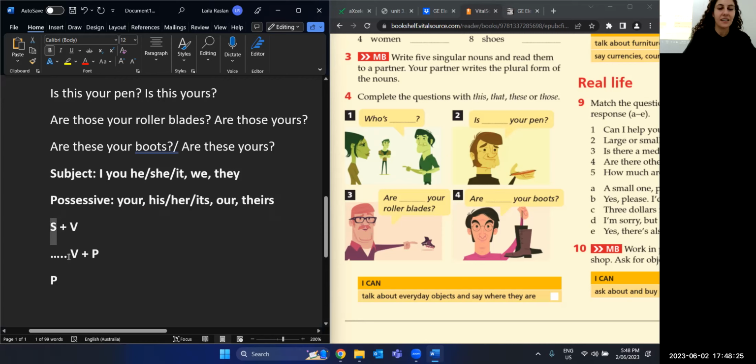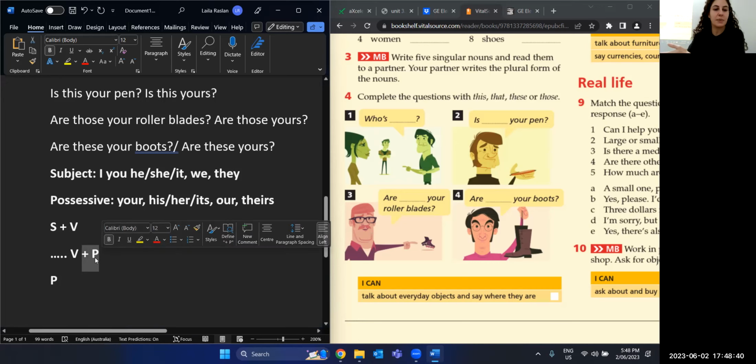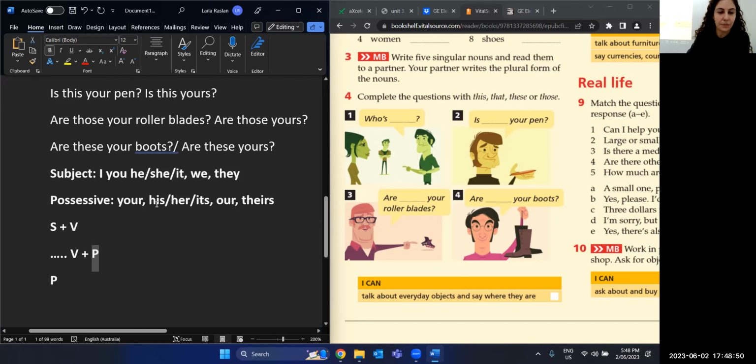You never say, I gave the book to she. No, I gave the book to her. So that's how you know, yes, the sentence can start with a subject or a possessive, but at the end of the sentence, it's always the possessive, never the subject. So some people say, I gave to he the book. No, I gave him the book.